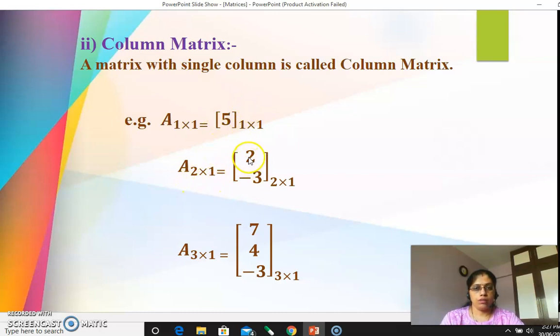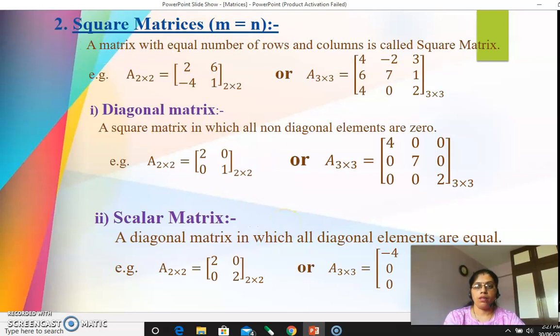Next, single column, but there are 2 rows. So what is the order? It's a 2 by 1 matrix. You have to consider a single column only for column matrices. So 1 column, but there are 2 rows. Next, 3 by 1 we can also consider: 3 rows, single column. So a 3 by 1 matrix is called a column matrix. In matrices, you just have to remember the orders. If you are able to write them, then matrices are very simple.